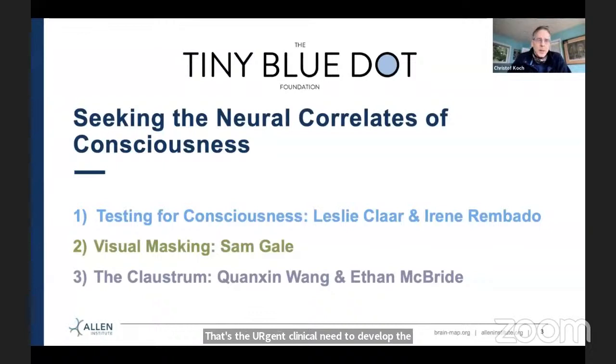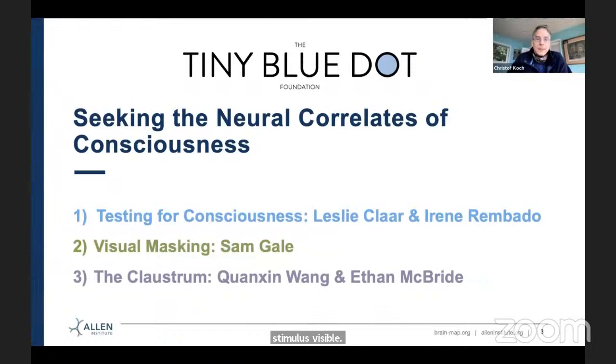The second experiment isolates the correlates of visual consciousness via masking, a popular 2-century-old psychophysical technique that manipulates the visibility of a stimulus such that sometimes you see it and sometimes you don't. The vast majority of this research is done in humans in which you cannot causally intervene in the brain. Sam Gale combines visual masking in the mouse with optogenetics to show paradoxically that inhibiting primary visual cortex can make a mask stimulus visible.